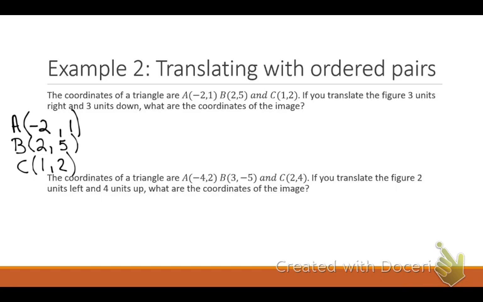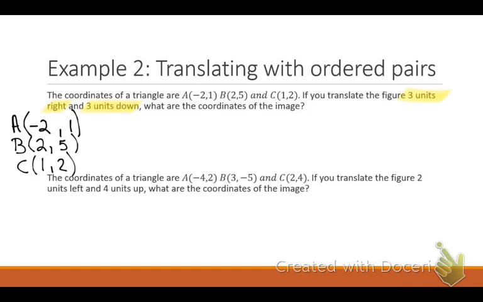So these are my 3 original ordered pairs, or my 3 points. Now what it says is, if you translate the figure 3 units right and 3 units down, what are the coordinates of the image? The image is the new figure that you've translated. You're not changing the size, but you're shifting this triangle on the graph. The graph part we're going to do tomorrow. We're just writing our new ordered pairs today.